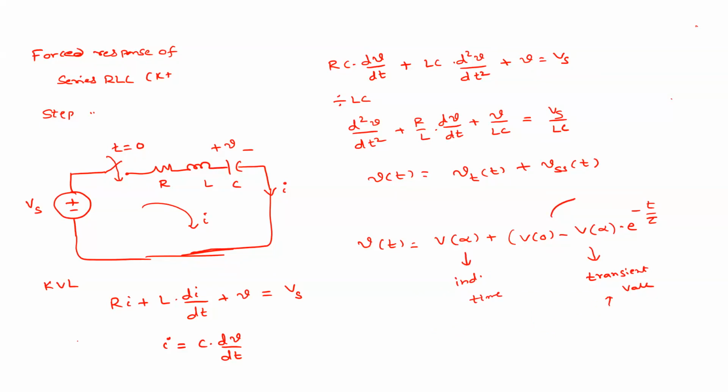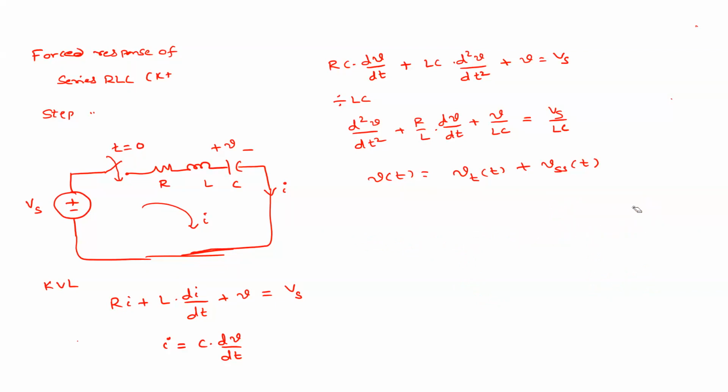So one is the steady state response and the other is the transient response. Each response is divided into two parts. The steady state part is independent of time, and the transient part depends on time.